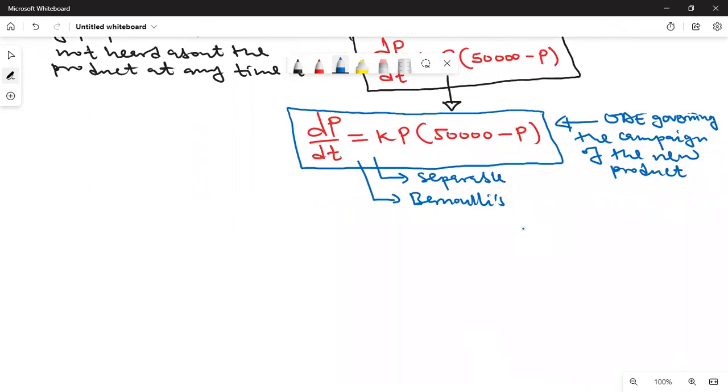Let's separate the variables to get dP over P times (50,000 minus P) equals K dt. So I need to integrate both sides.